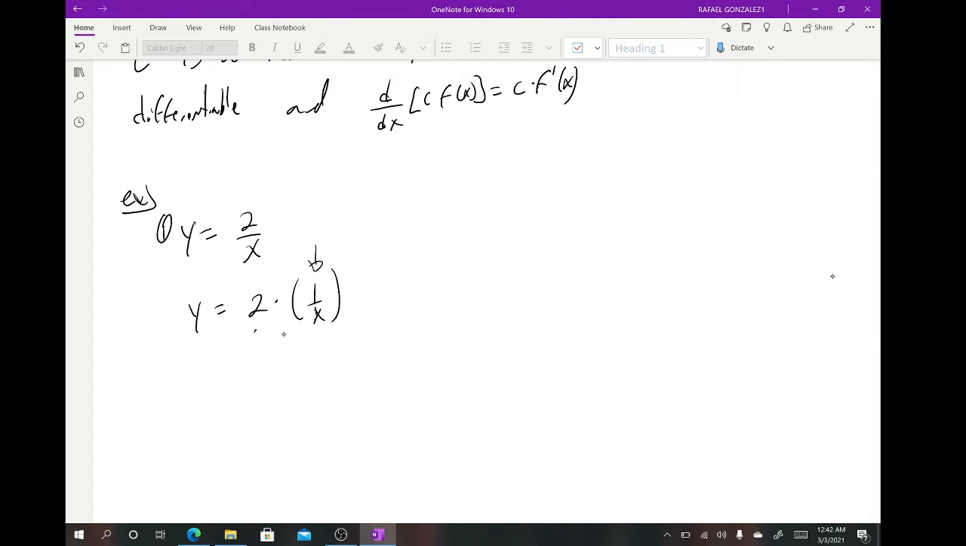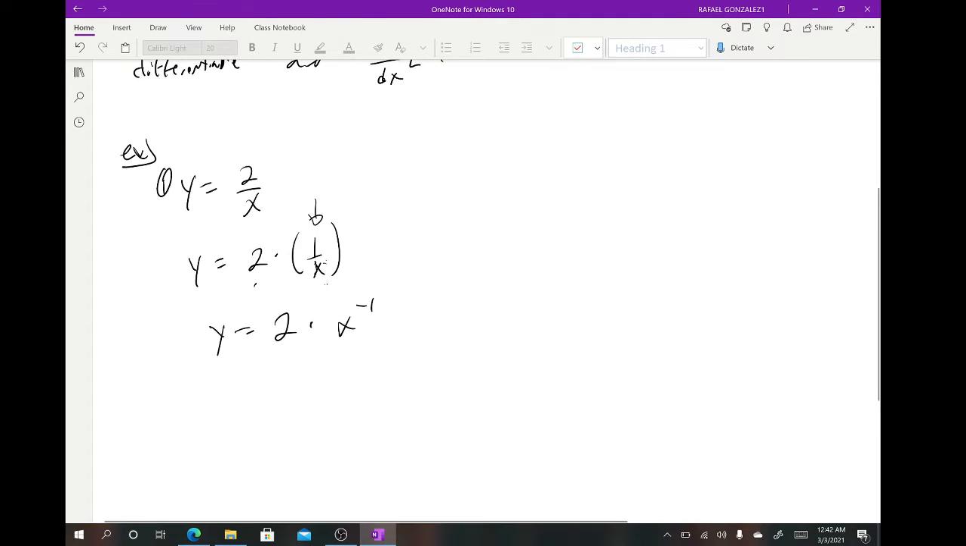So first of all, let's rewrite this one more time because I have the x in the denominator. So this is 2 times x to the minus 1. And the reason I'm doing this is because now this will allow me to use the power rule. If I do this, I could now use the power rule. And this will be the one case where it will be beneficial to use this notation. So d dx is equal to d dx of 2 times x to the minus 1.